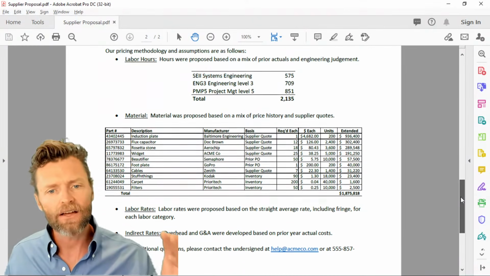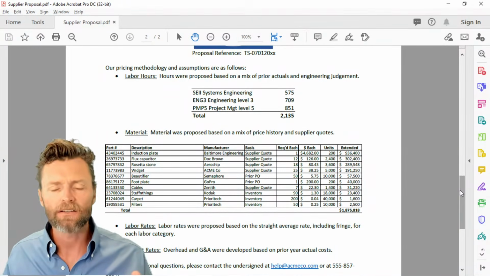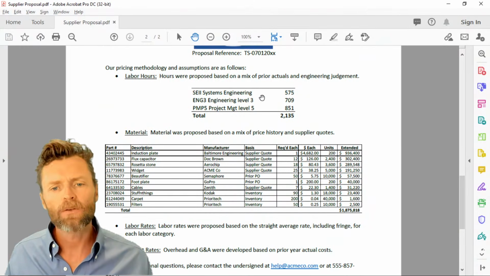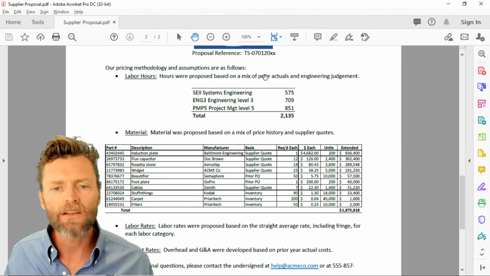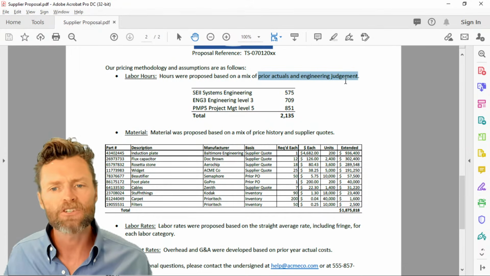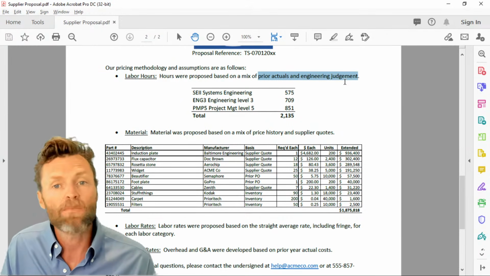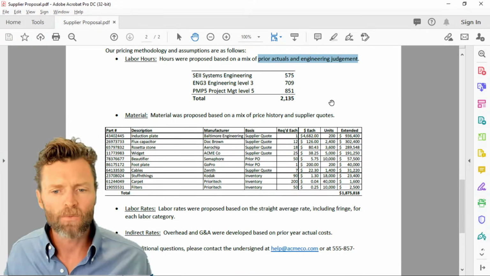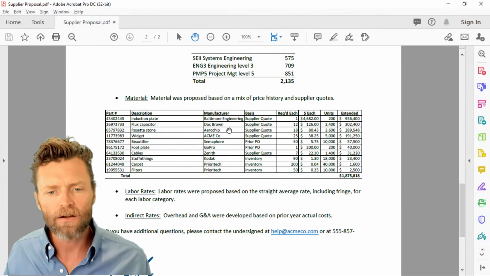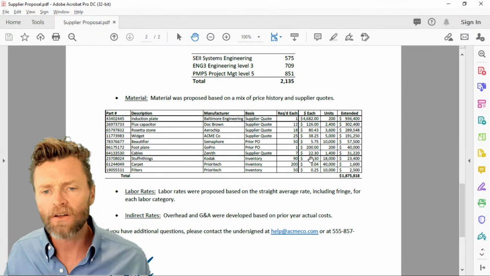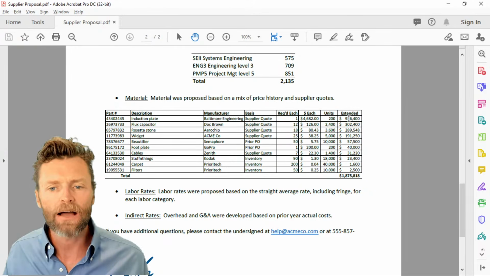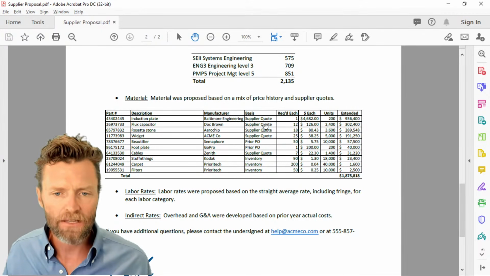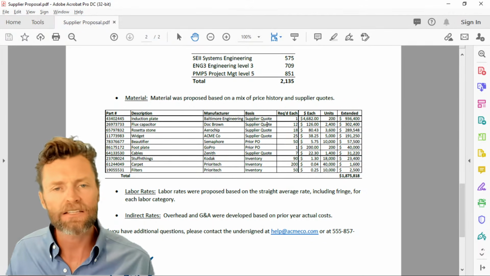As a cost analyst, my head is saying, okay, right off the bat, where did these hours come from? How do I know, prior actuals and engineering judgment? How much of it is prior actuals and how much is engineering judgment? When I get down here into their material, I see that wow, half of their material is in one line item. Okay, I'm going to be really interested in understanding where that came from. So that's a supplier quote. How old is the supplier quote? Okay, did they apply escalation to it?